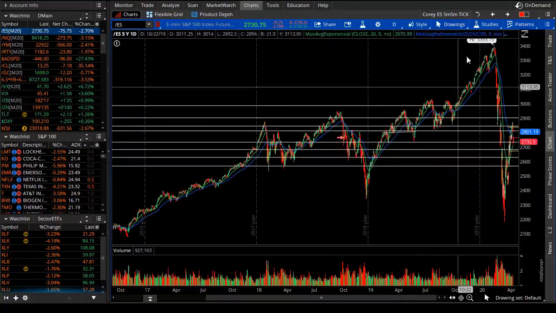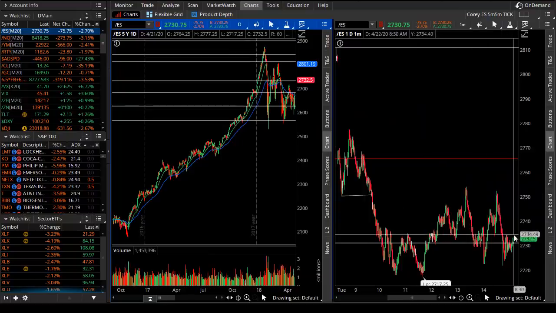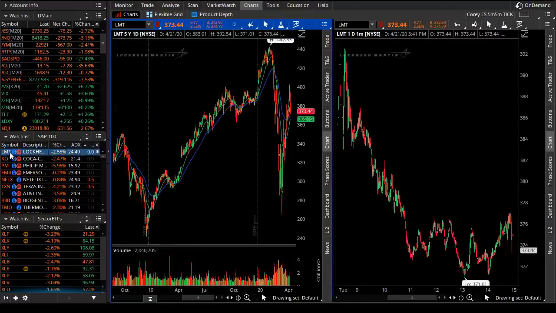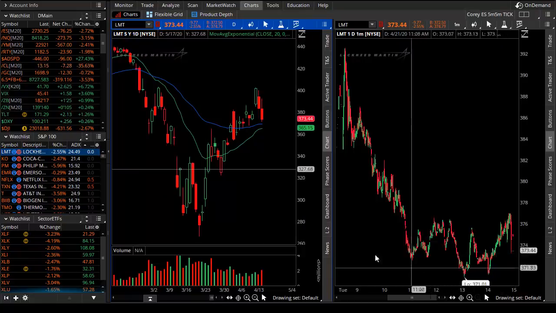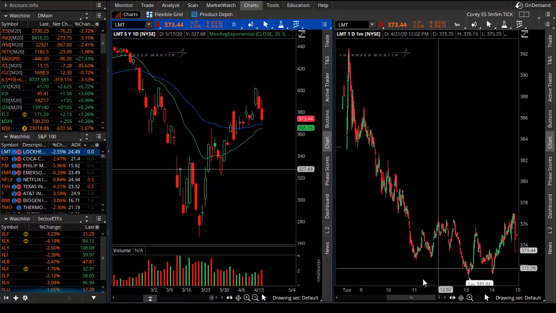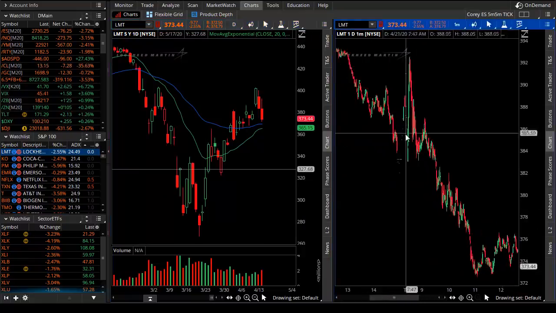Let's switch perspectives and now pull back to this intraday chart and do a comparison on what's happening with earnings. So you'll see that Lockheed Martin had earnings. I'm not going to discuss the levels or what actually happened with those, but Lockheed Martin reported earnings pre-market.